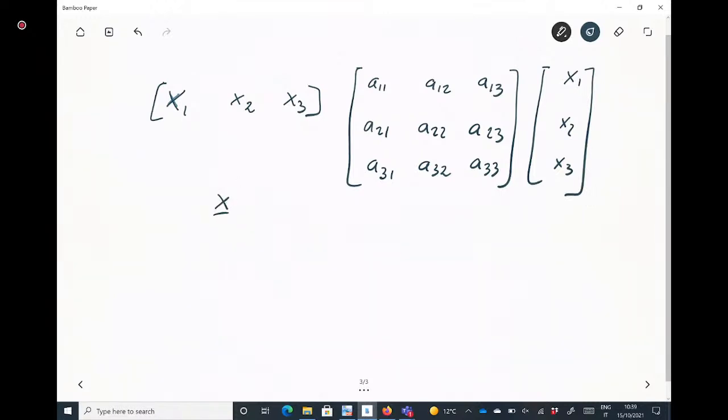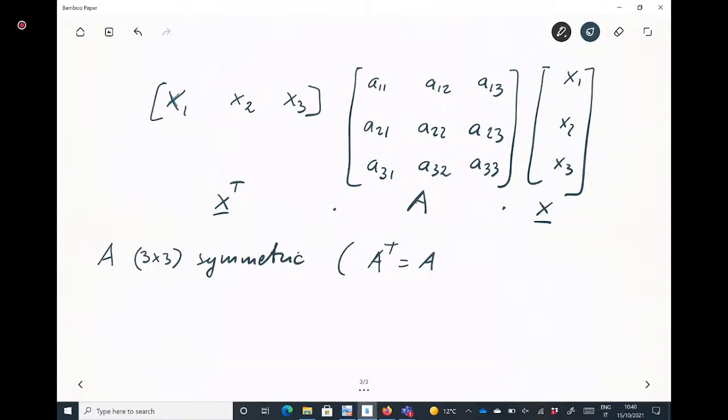So this is again X transpose times A times X, where A is 3 by 3 and symmetric. What is the meaning of symmetric in this case? This element is equal to this one, so A transpose equals A. So this means that this element is equal to this one. A13 is equal to A31, and A23 is equal to A32. So if you exchange the index of the row with the index of the column, you get the same element, the same value.